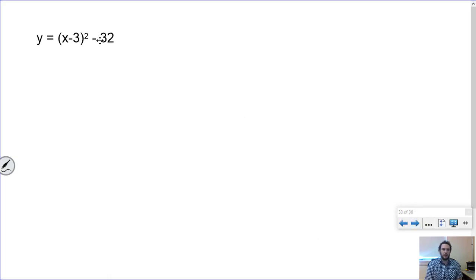Okay, last question. So again, how many x-intercepts will I have? If I look at my q value of negative 32, means I'm below my x-axis. My a value is positive, so we're going up from there. So we should have two answers. So let's solve. 0 is equal to x minus 3 squared minus 32. Bring the 32 to the other side, and I get 32 is equal to x minus 3 squared.